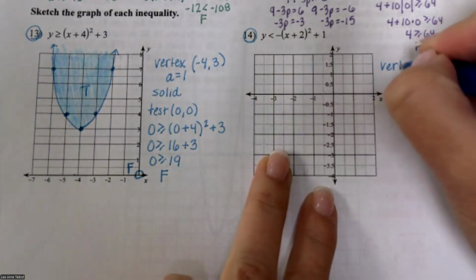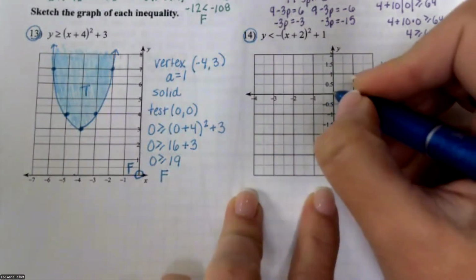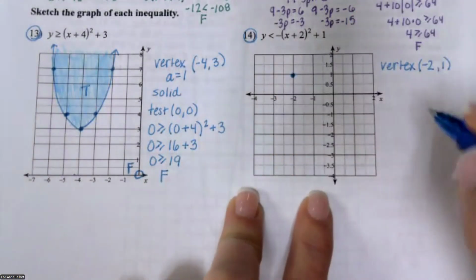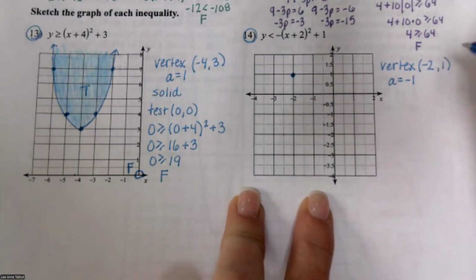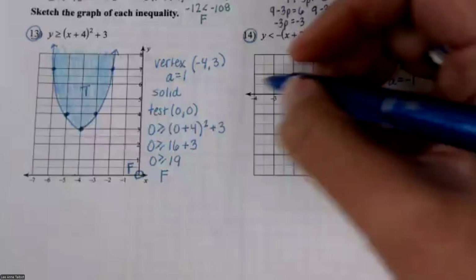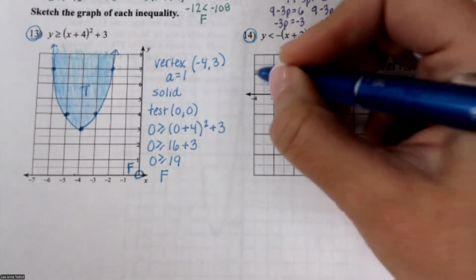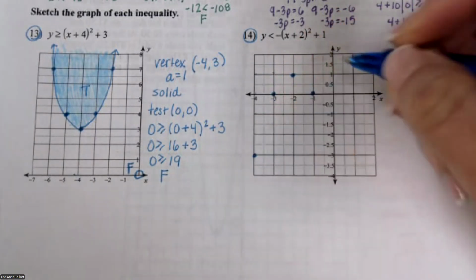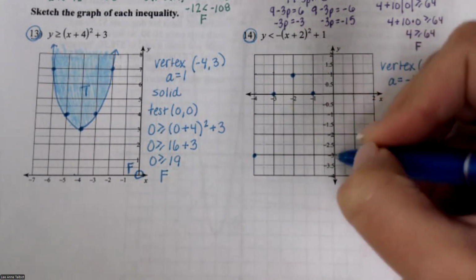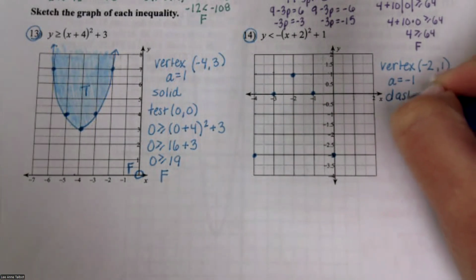Vertex is -2, 1. And in this one, A is -1, which means that we get to use the trick still, but we just need to go downward. So this is also really weird graph paper. That's fine though. No biggie. This one is dashed.